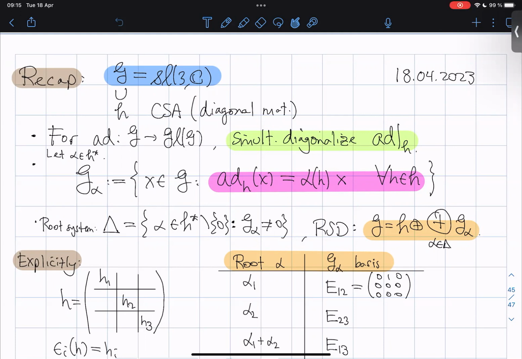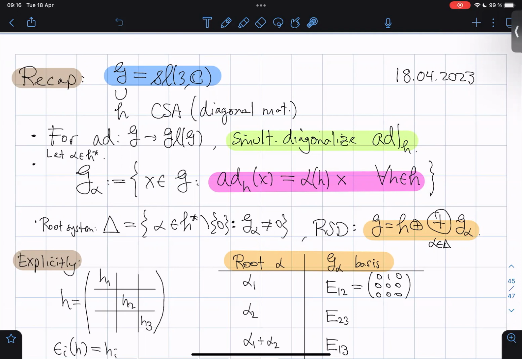So here we're starting with SL3. Remember what that is: 3 by 3. The natural presentation is as 3 by 3 trace-free matrices. This is a simple Lie algebra, so it doesn't have any non-trivial ideals, just 0 and the full thing.